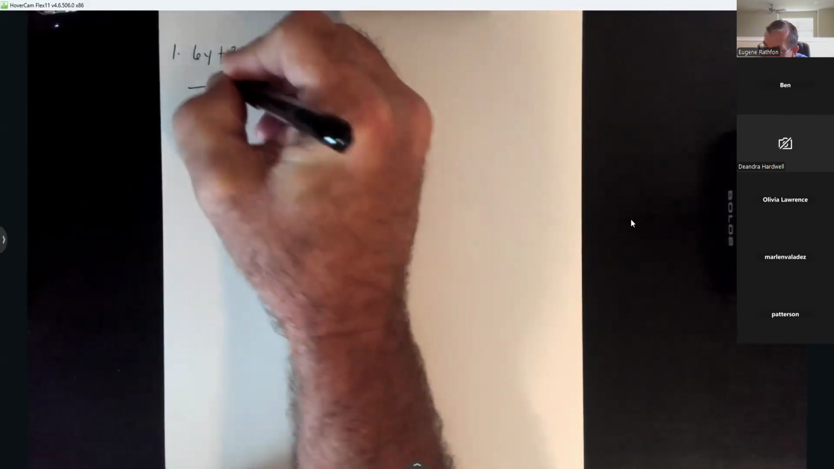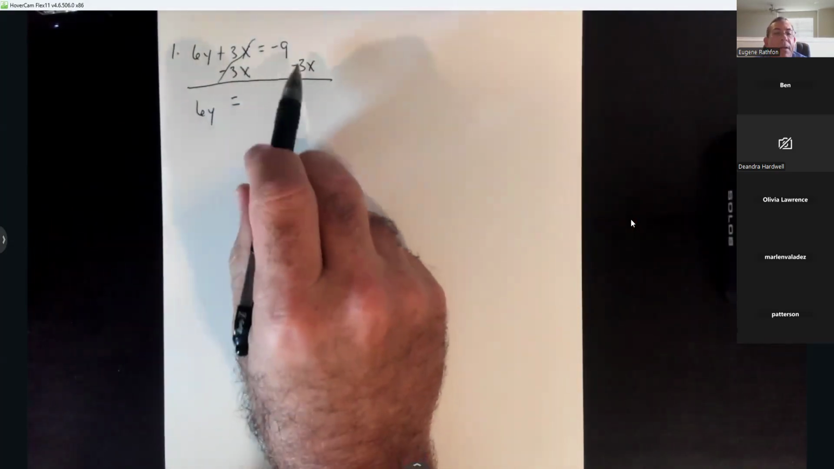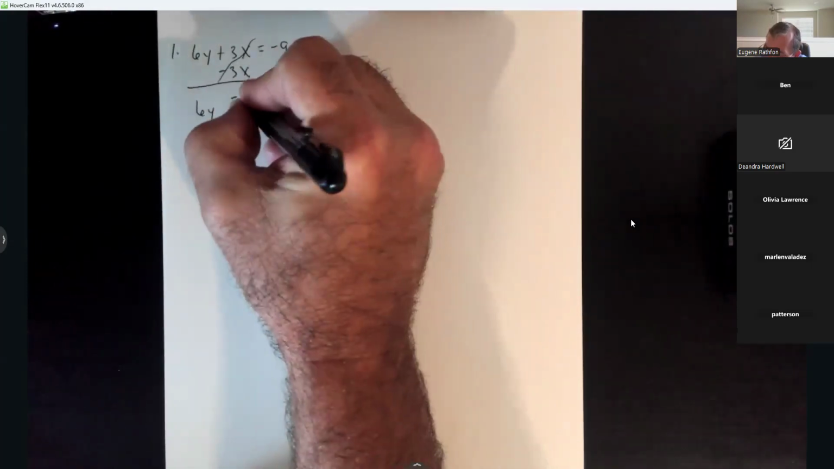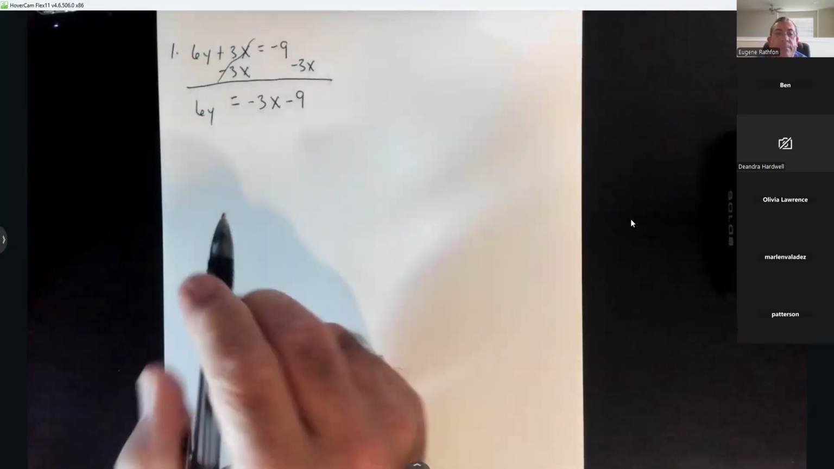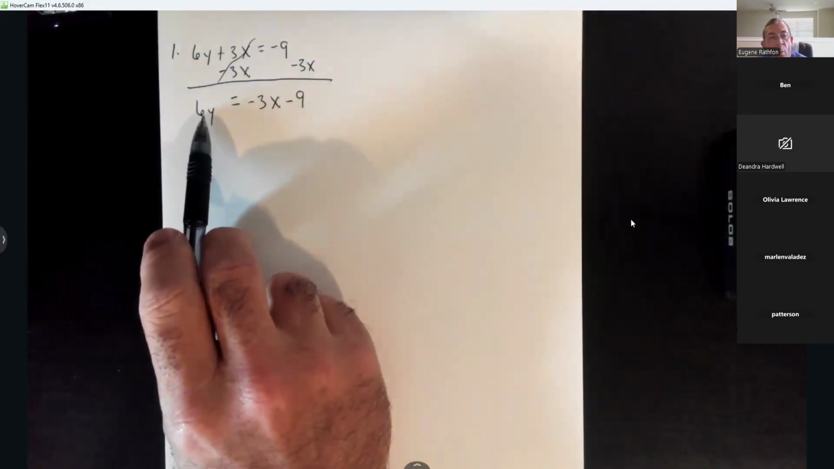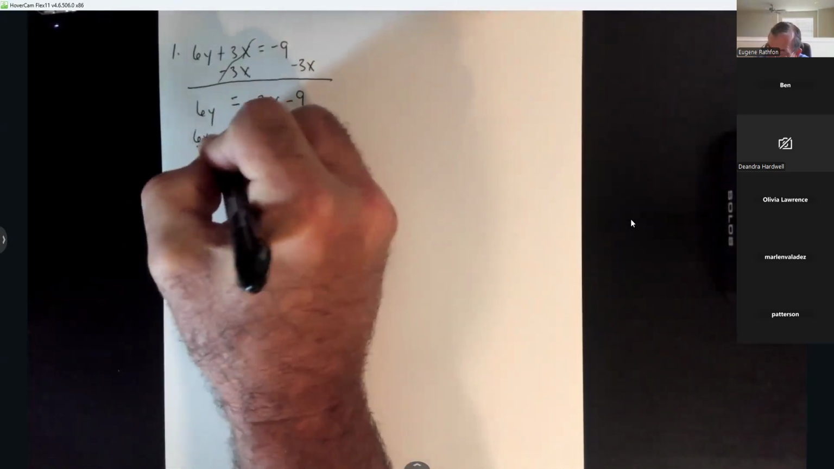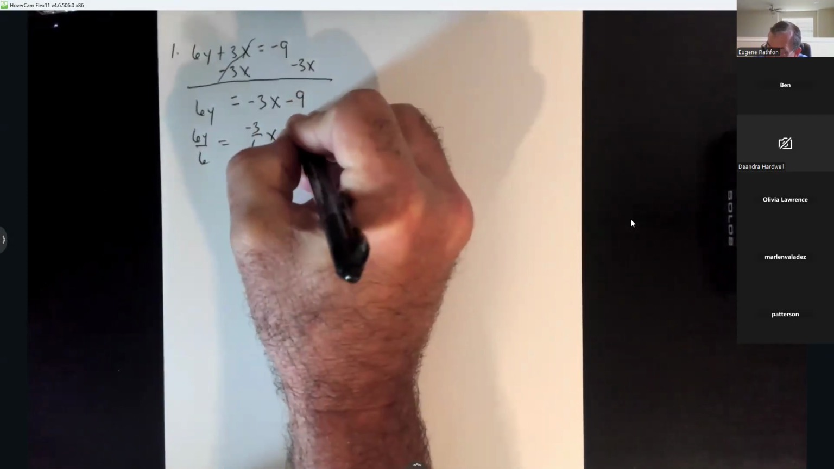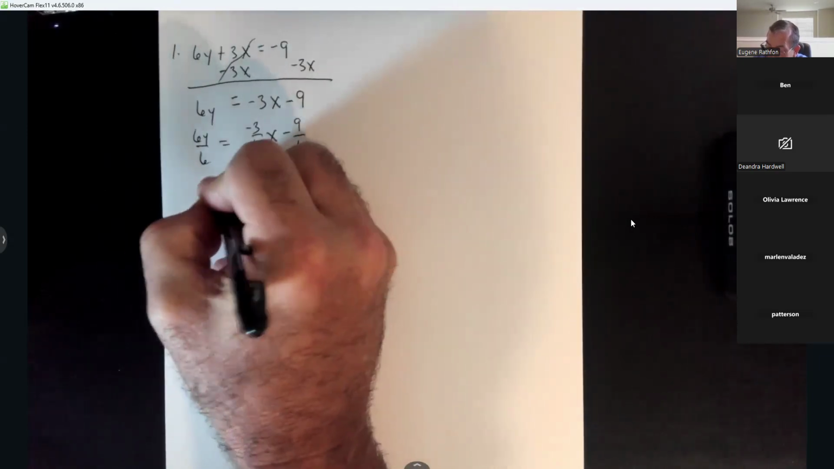So that brings down my 6y. That cancels on that side. And then these are not like terms, so I usually put my x's first and then my number. All right, now turn the 6y into a 1y by dividing everything by 6. All right, also 6 divided by 6 makes that 1y like I wanted.